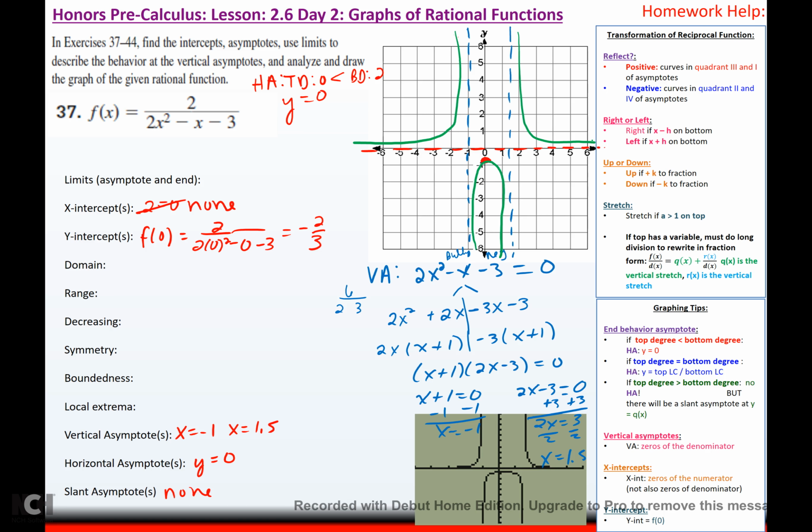So now my domain is going to go from negative infinity to the asymptote, union, start at the asymptote, go to the other asymptote, union, start at that asymptote, and go to infinity. And my range is going to go, see how if I'm reading bottom to top, it goes from negative infinity to, let's say, 0, stops, and then starts again at 0 and continues up to infinity.